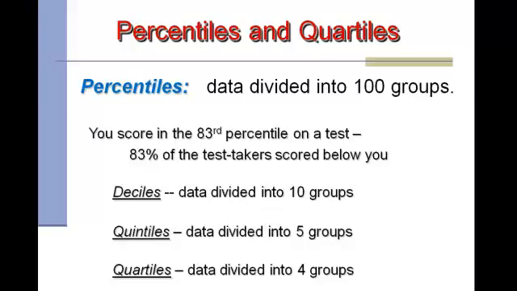If we have deciles, then we're just taking that data and dividing it into 10 groups. Quintiles means we've divided the data into 5 groups. And quartiles means the data are divided into 4 groups.